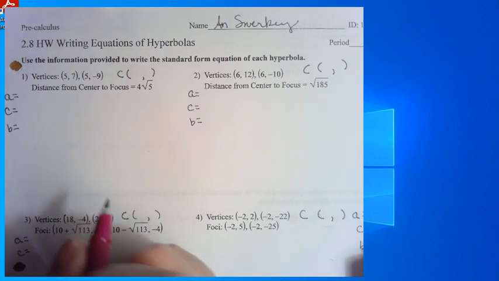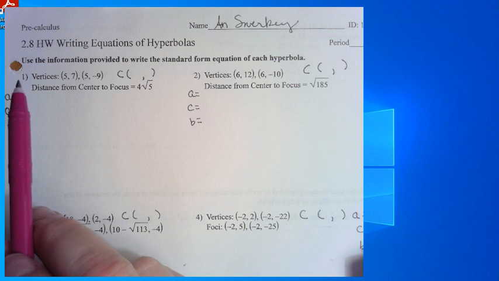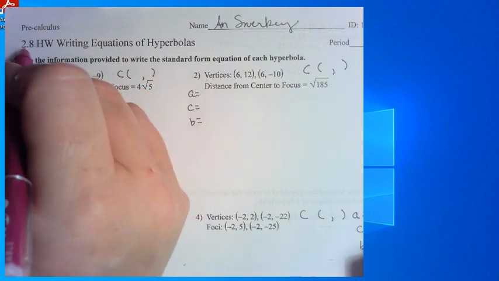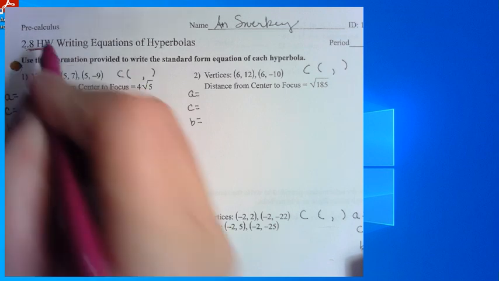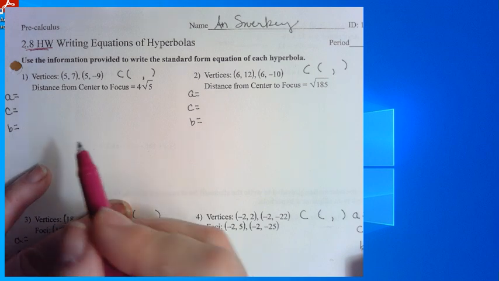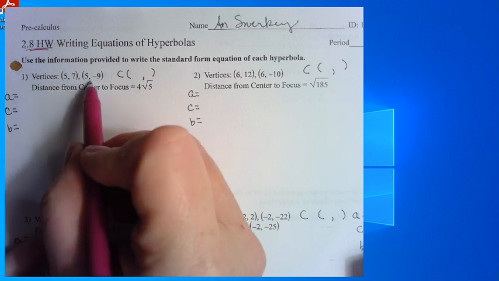Do some of this work so you can see me work through it and get an idea, maybe you needed another example. If you notice what I have here, I've got the homework from 2.8. This was Tuesday's homework. Just to help you out, let's look. What is the center given these vertices?